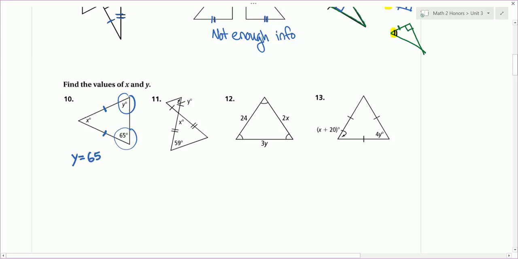And then we know all three angles in a triangle add up to 180. So x plus 65 plus 65 equals 180. 65 plus 65 is 130. Subtract 130 and you get x is 50. So we found x and we found y.